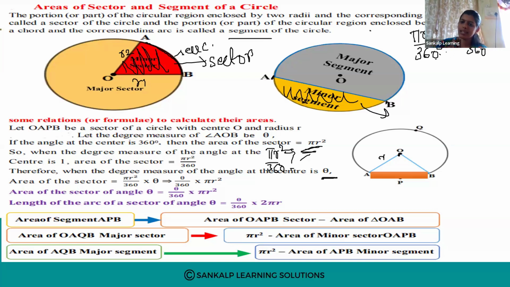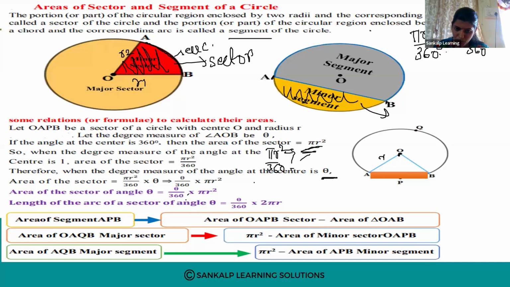Then area of the sector is theta, because the angle theta will be given to us. So when it is known, then you are using theta. Theta divided by 360 into pi r square, right? Therefore, when the degree measure of the angle at the center is theta, the area of the sector of angle theta is theta divided by 360 into pi r square.